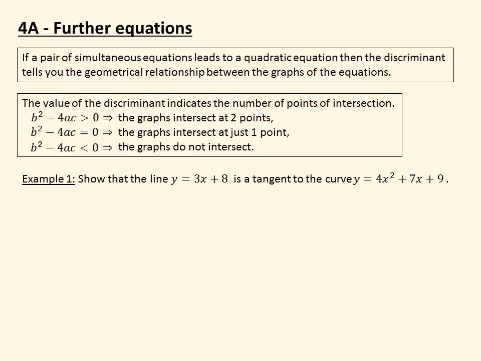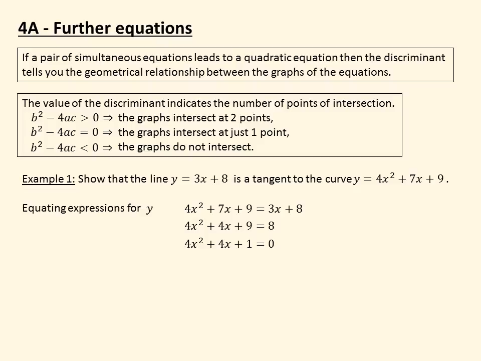In our first example, we need to show that the straight line is a tangent to this quadratic curve. Since they're both written in the form y equals an expression in x, we're going to equate the expressions. We're going to simplify, and then we're going to work out the values of a, b and c.